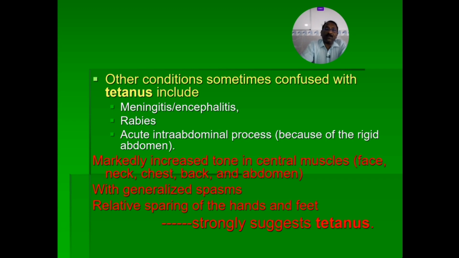Conditions that can be confused with tetanus include meningoencephalitis or meningitis, rabies, and an acute intra-abdominal process because of the rigid abdomen. Markedly increased tone in the central muscles, face, neck, chest, back, and abdomen, with generalized spasms and relative sparing of the hands and feet, strongly suggests tetanus. These are very important points, because tetanus diagnosis is mostly a clinical diagnosis only.